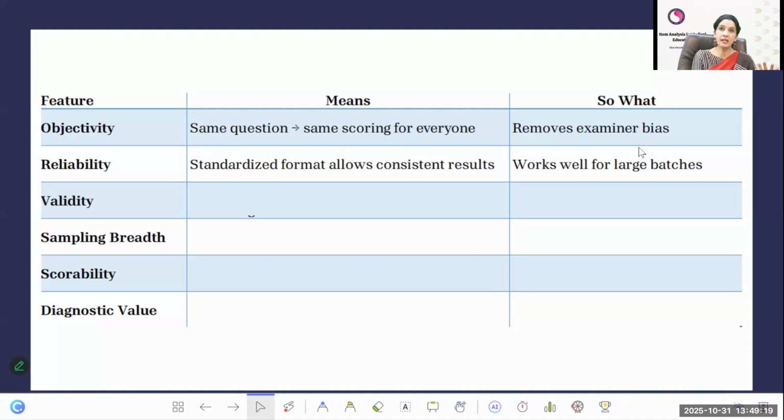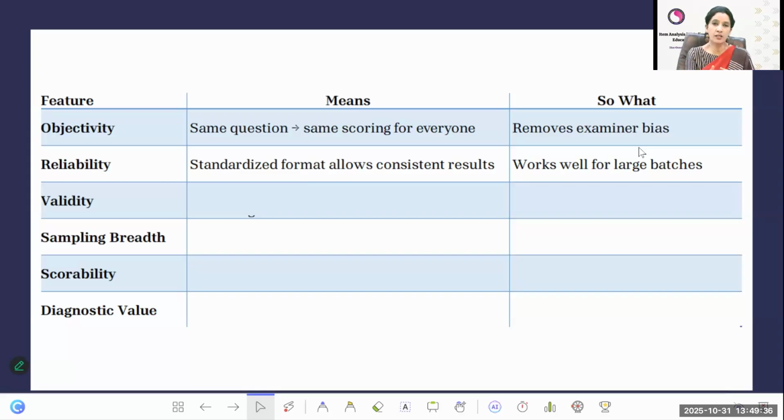Reliability is very high because it can differentiate between a student who is a low performer and who is a high performer, and it works well with a large batch. If you have to conduct an exam for a large batch, and since these days the number of students is increasing.